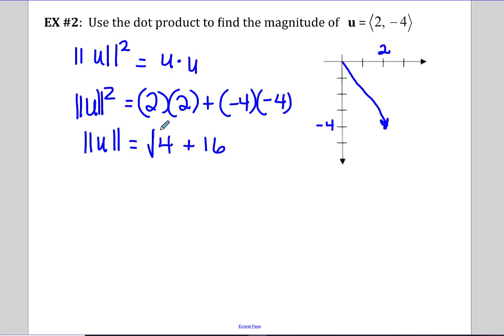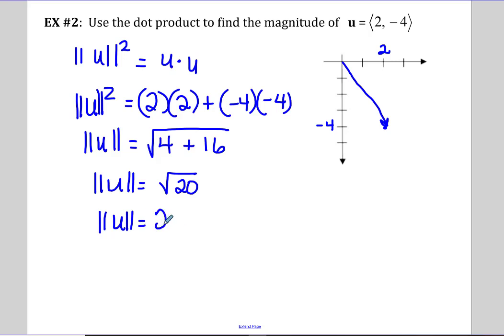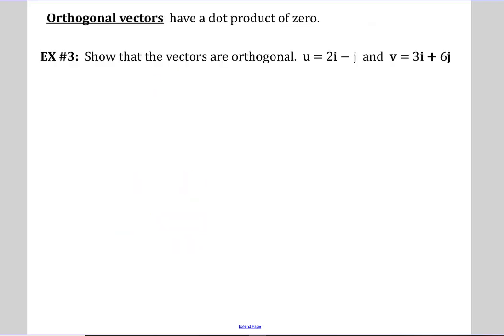So if I want to get rid of the square, I could take the square root of both sides, and then the magnitude would be the square root of 20, but that has a perfect square inside, which is 4, so square root of 4 is 2, and 2 square roots of 5 would be the length or the magnitude of this vector u that goes from the origin to 2, -4. Okay, so dotting a vector with itself would give us the magnitude squared.